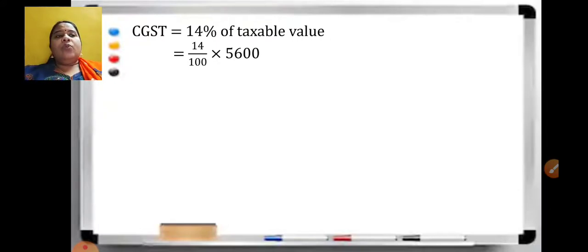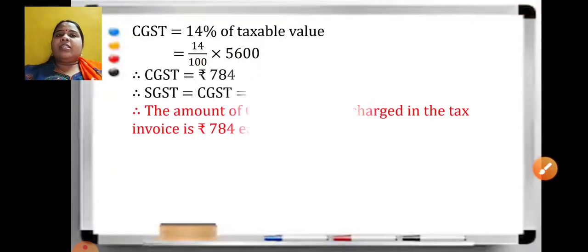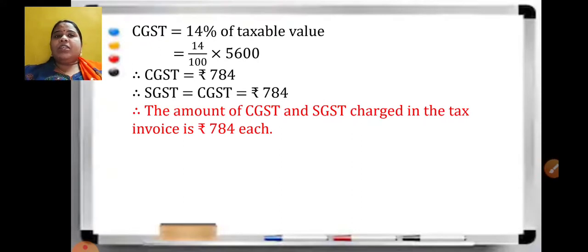Okay, so now while doing calculation, what is to be done? First this 0 and 0 can be cancelled. 14 into 56, when you multiply, you get the answer as 784 rupees. If CGST is 784, automatically SGST also will be 784.